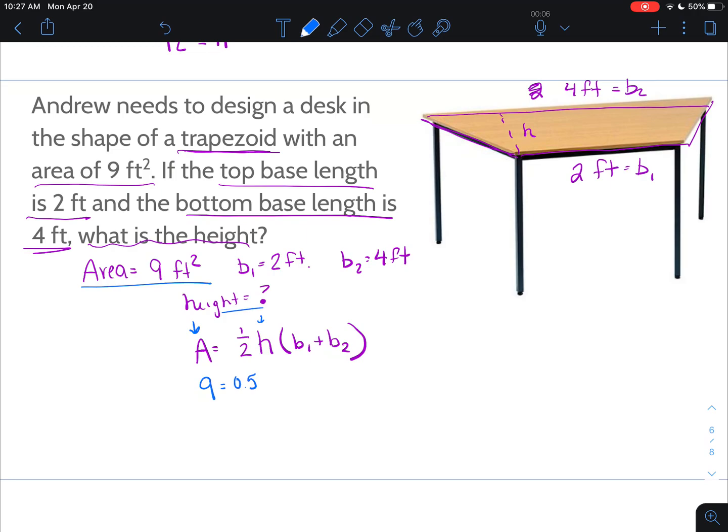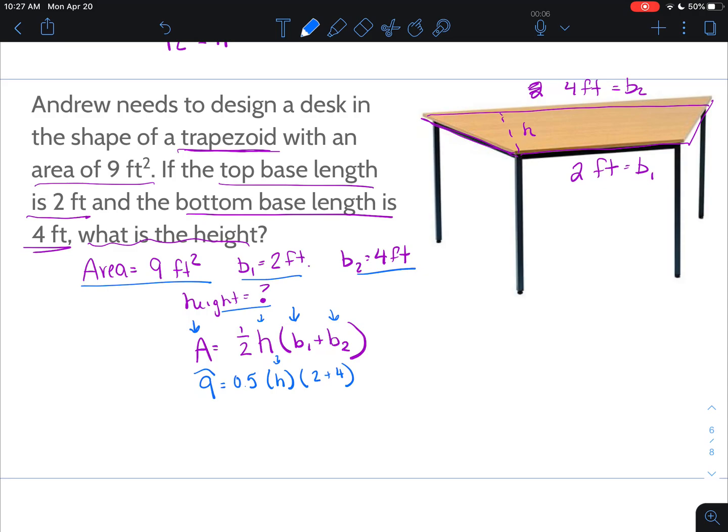The height, we don't know that, so we're going to leave it H. So we just have to multiply H. Do we know base 1? We do, it's 2. Do we know the second base? We do, it's 4. And now we have plugged in everything that we know and we need to solve for the H. So simplify first.